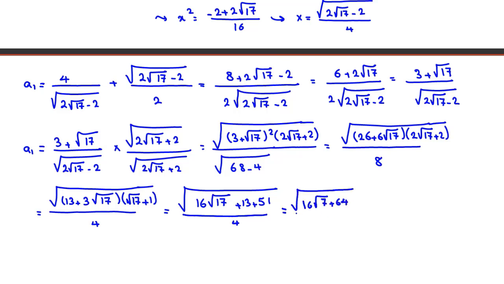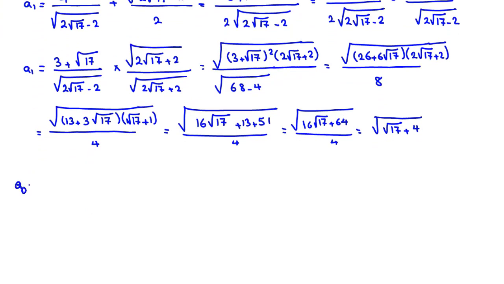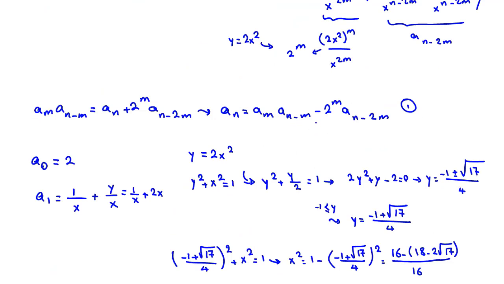plus 64 over 4. So we divide both numerator and denominator by 4 because it goes inside the square root. We should divide inside the square root by 16. And it is 17, so it will be root 17 plus 4. So A1 is this, okay? A0 was what? A0 was 2. A1 is root 17 plus 4. Now for the rest of the Ai's, we can use this recursive sequence.